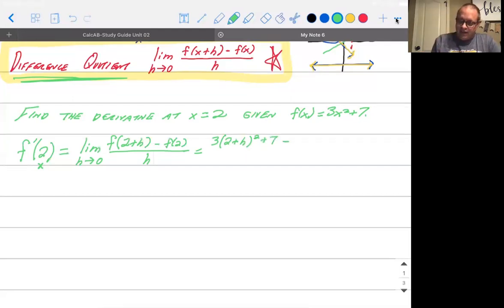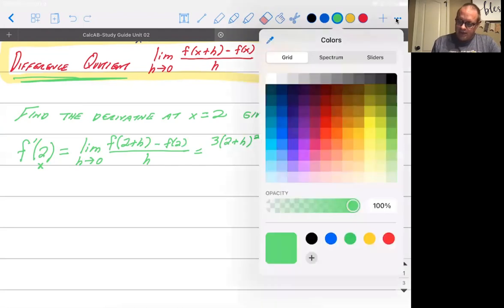Now I have to find f of 2. Well, if I put 2 in the function, that would give me, let's see, 3 times 4 is 12. 12 plus 7 is 19. So 19 goes right there. And I don't know why I just erased that. Okay. So we'll put our 1 back in here.